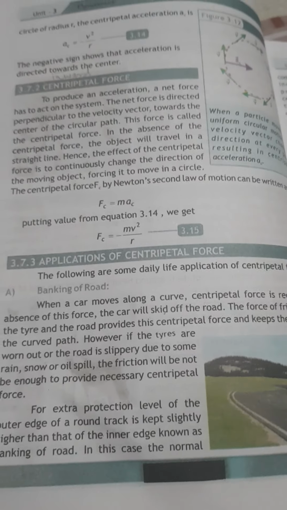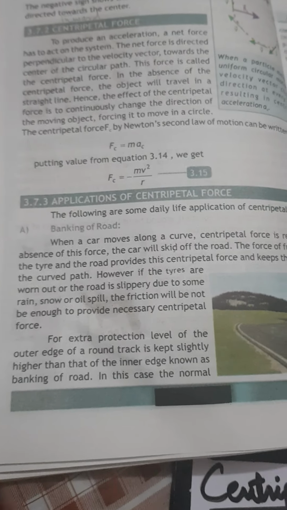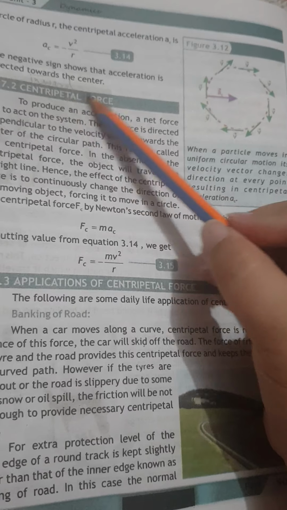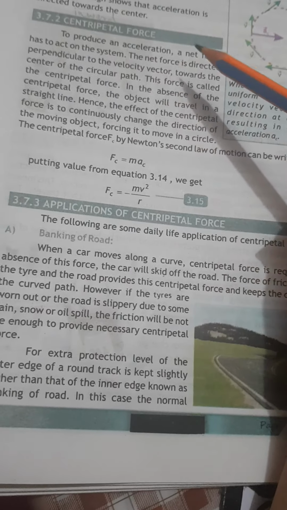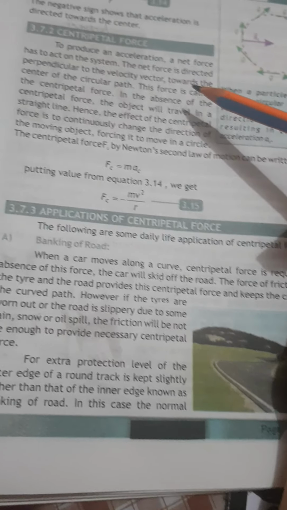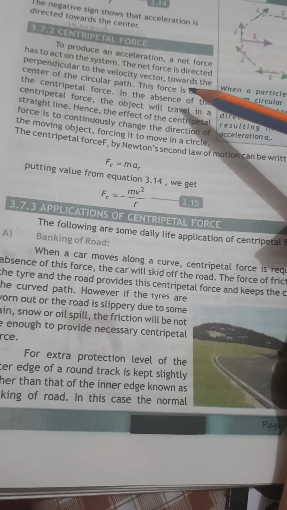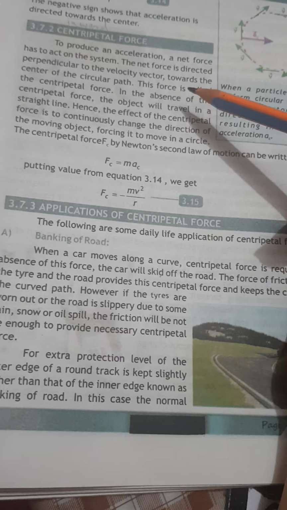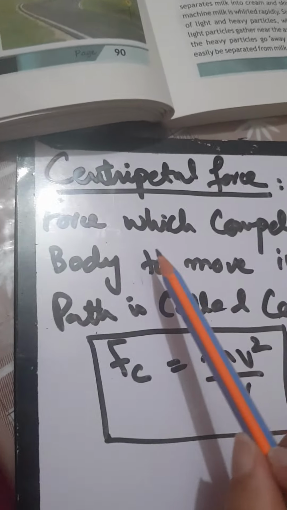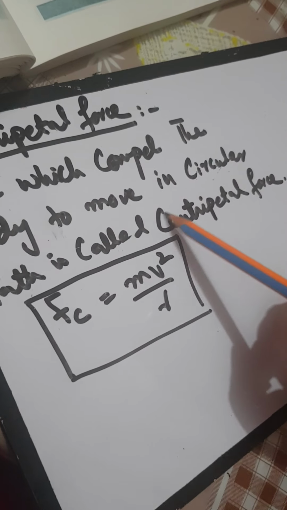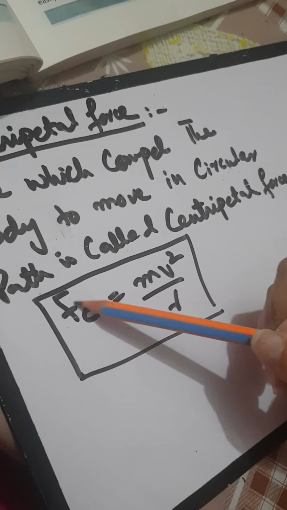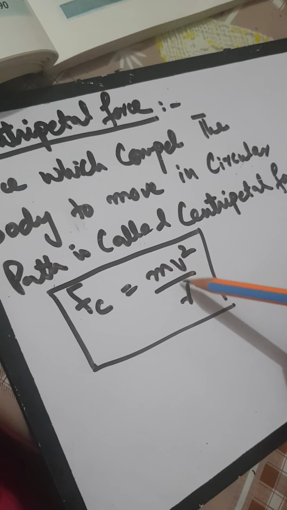So the next point is to know about the centripetal force. What is centripetal force? There is a force which is exerted from the center of the circle. The force which compels the body to move in a circular path is known as centripetal force, and centripetal force has the formula Fc is equal to mv square divided by r.